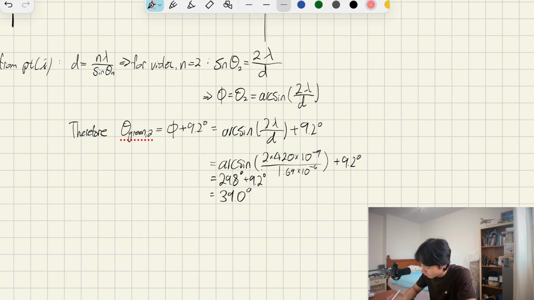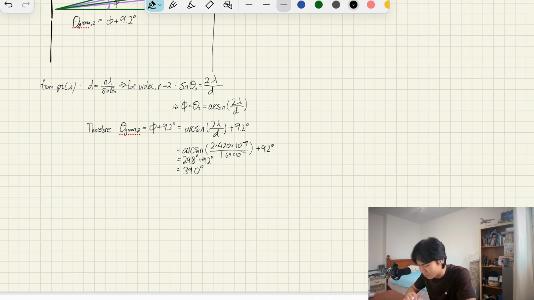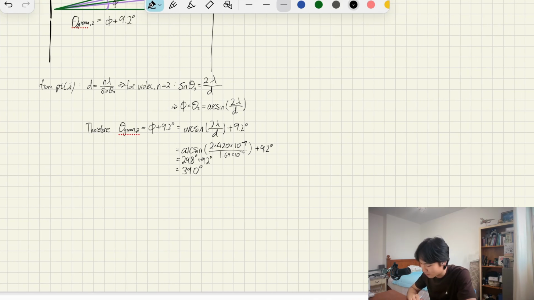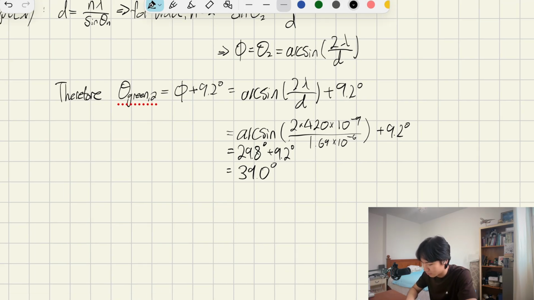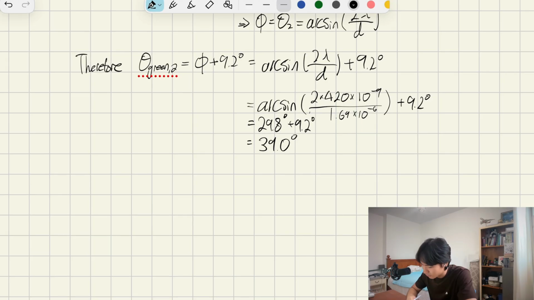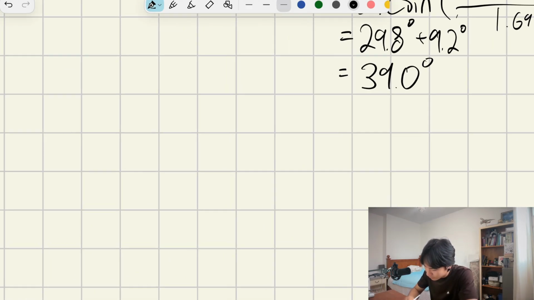So we got 39 degrees, which is a nice whole number. We can assure ourselves, okay, we probably did not make a mistake, although it's not a good justification, but it's a nice whole number. So we can assure ourselves. So we can use the same formula here.